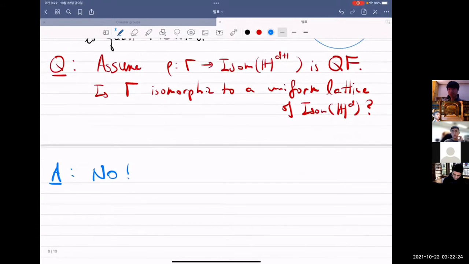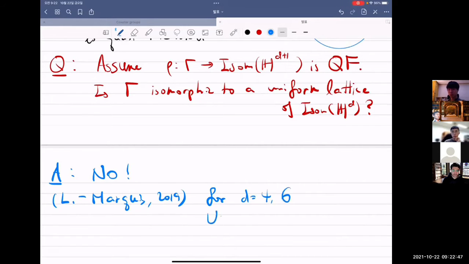So particularly in this lecture, I want to provide this example using a Coxeter group we learned in the first lecture. This example is with Ludovic Marquis, 2019. So we can construct examples particularly in dimension 4 and 6 using the Coxeter group.